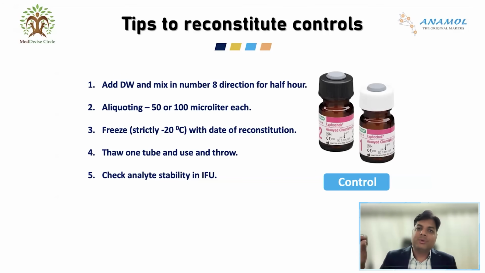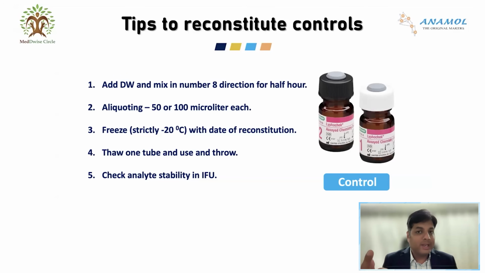So we reconstitute this in smaller volumes. This step, in technical language, is called aliquoting. So we aliquot 50 microliters of this control in an Eppendorf tube and we freeze it at minus 20 degrees. Here we also write the date of reconstitution on the label of the Eppendorf tube, because from this date of reconstitution, for the next 30 days only, this particular Eppendorf tube has to be used. If we don't use it, we have to throw it away.